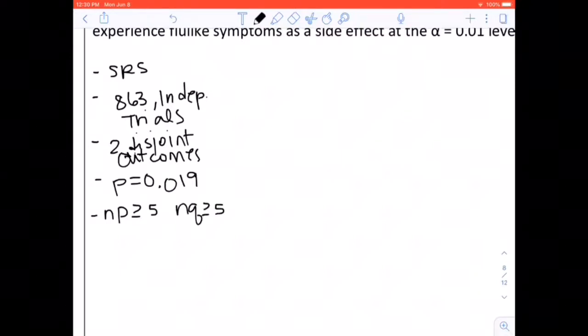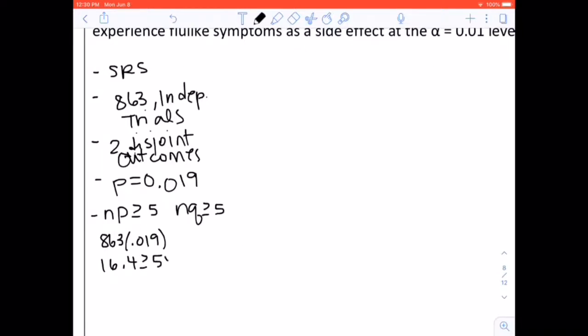N is our sample, and our sample is 863 people. P, which is that 0.019. When we multiply this out, we get 16.4, which is greater than or equal to 5, so check.